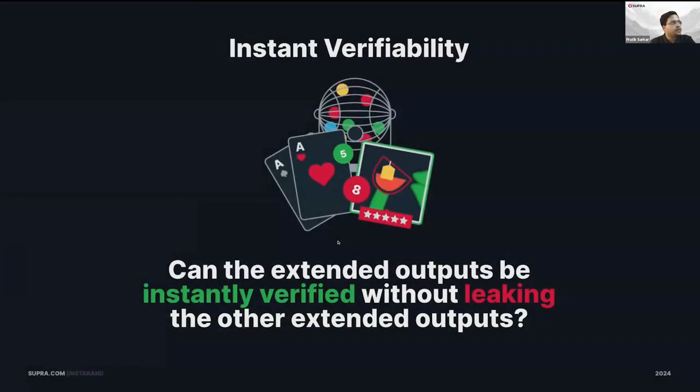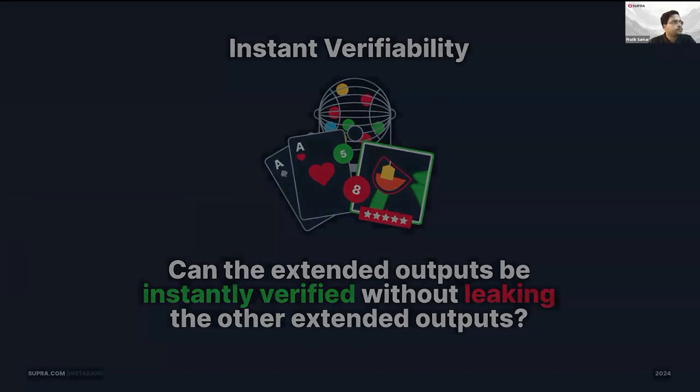So this brings us to the question, can the extended outputs be instantly verified? Like, can we instantly verify the y's without leaking? Can we instantly verify the z values without leaking the future z values, right? So you want to verify and use z1 irrespective of what z2 will be. And then you want to use and verify z2, and then again z3 and z4 and so on. So this is what we call instant verifiability.